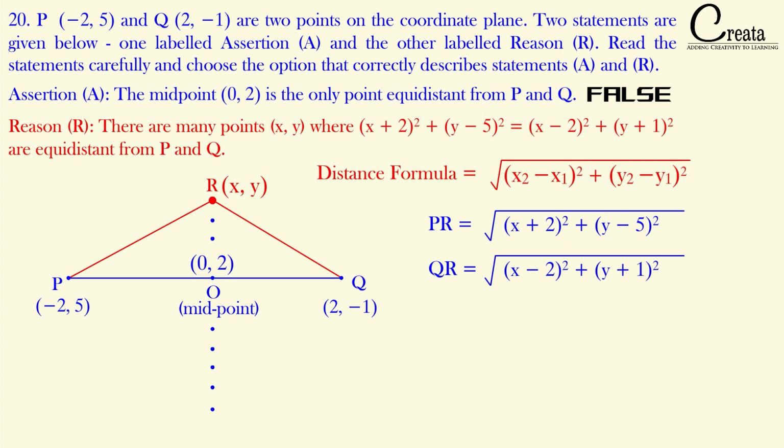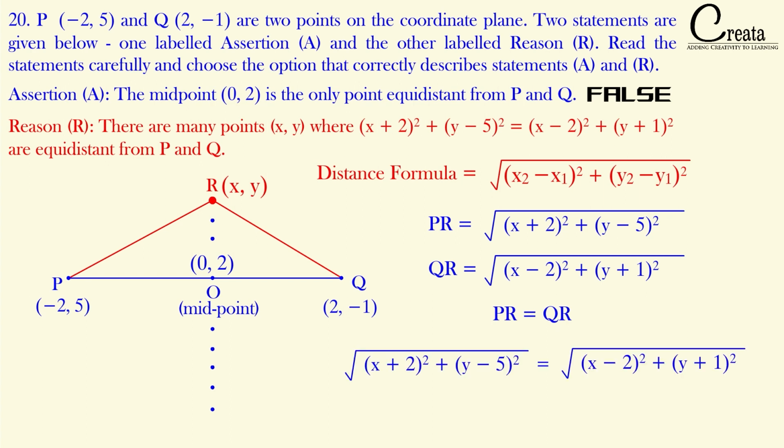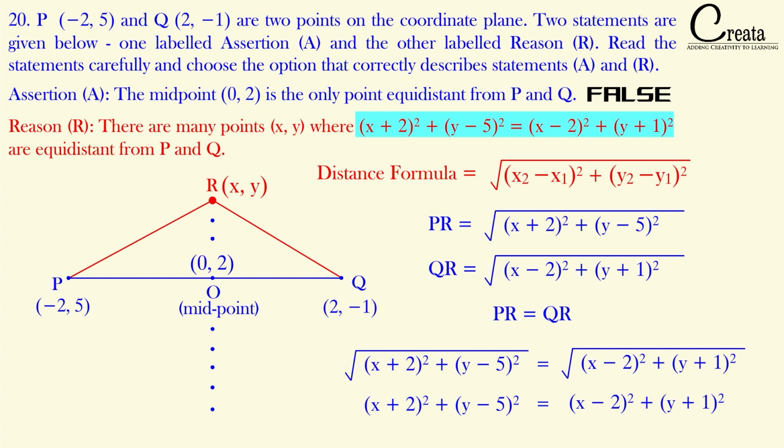And point (x, y) is equidistant from P and Q, so these two distances will be equal to each other. So let's equate both the values. Root and root will cancel out. These two terms will be equal to each other. The same equation is given in the question, that is given in the reason. So only the reason is correct, assertion is wrong. So option D will be applicable: A is false and R is true. Got it? That is the answer to this question.